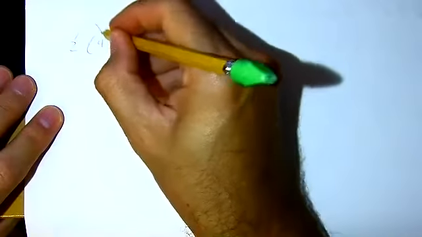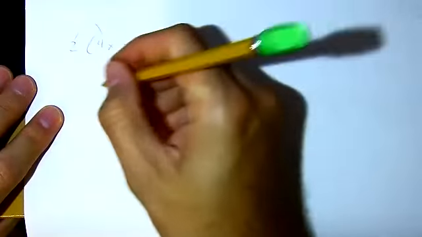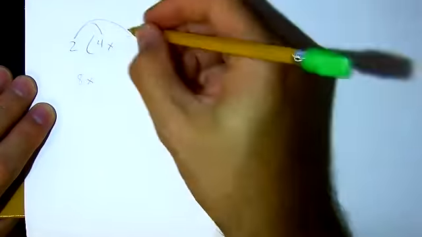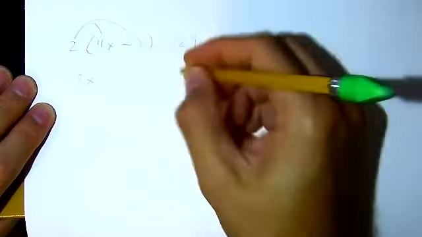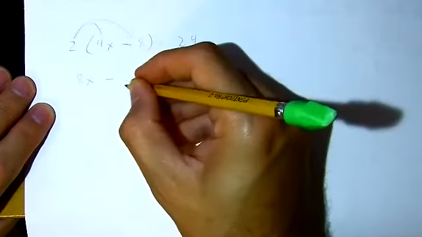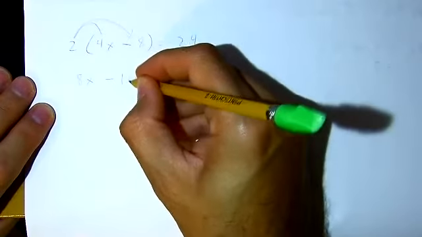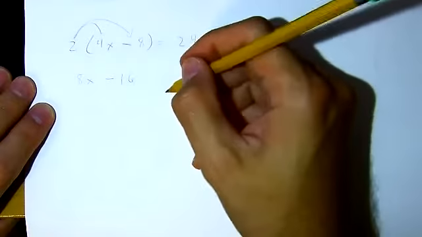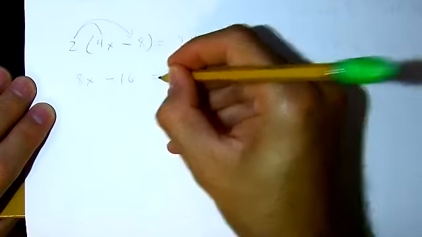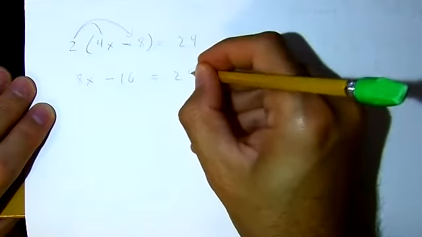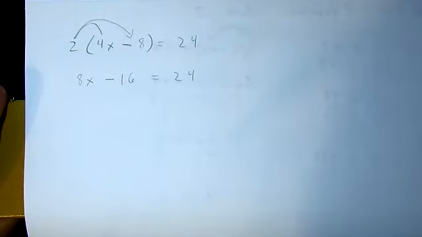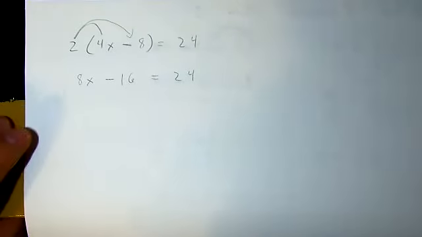So you should have done 2 times 4x, which is 8x. 2 times negative 8, and even though that's a minus, it's treated like a negative when you're multiplying. So you get negative 16, but then it turns back into a minus. In algebra, negatives and minuses are basically the same thing. It just depends on if you're adding or subtracting or if you're multiplying or dividing as to how you treat them. Anytime you multiply, you always treat it like it's a negative.